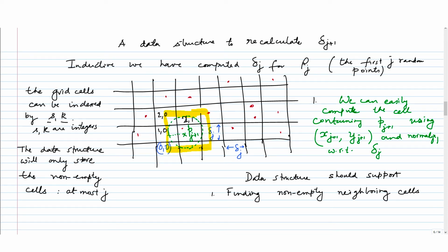The address is basically S comma K. So I need to find out if those neighboring cells are present at all or not. I know the address of the neighboring cells. It's a dictionary lookup. I find out whether it is there or not. Now the dictionary lookup can be implemented as what? Now tell me.